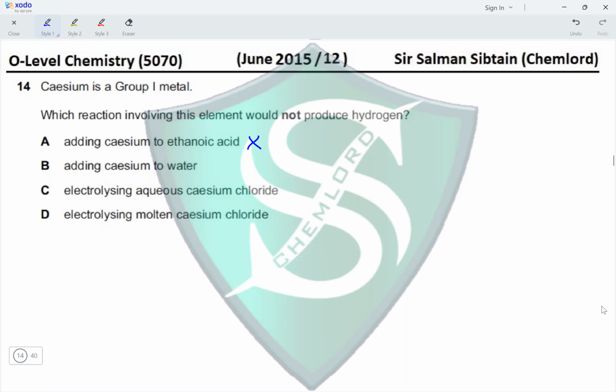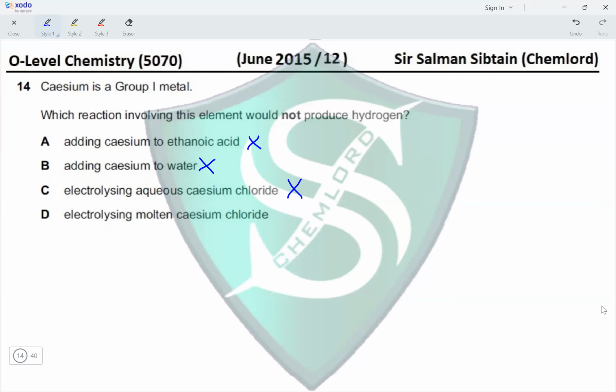Next, adding cesium to water. Cesium is a group 1 metal. It will react with water, producing cesium hydroxide and releasing hydrogen gas. So hydrogen will be produced here as well. Electrolyzing aqueous cesium chloride. Since the solution is aqueous, the gas produced at the cathode would be hydrogen gas. So hydrogen is produced in this method as well.